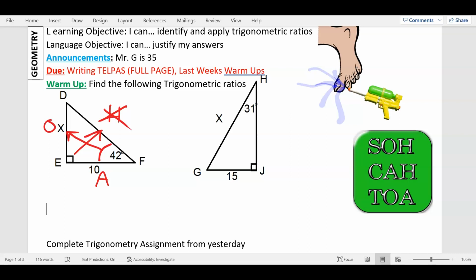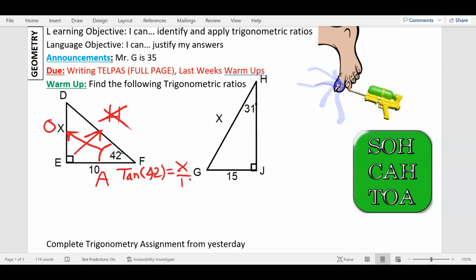So again, often I'm asked, Mr. G, which one do I pick? Whatever they give you, pick it out of here. Okay, OA has to be TOA, has to be tangent. So let's go ahead and write tan for tangent. And then what do we always put after the trig? The angle in degrees, yeah. So tan of 42 degrees. And then we're going to put O over A. So what's O, what's A? What am I going to put? X over 10 is perfect. Okay, that's O over A.